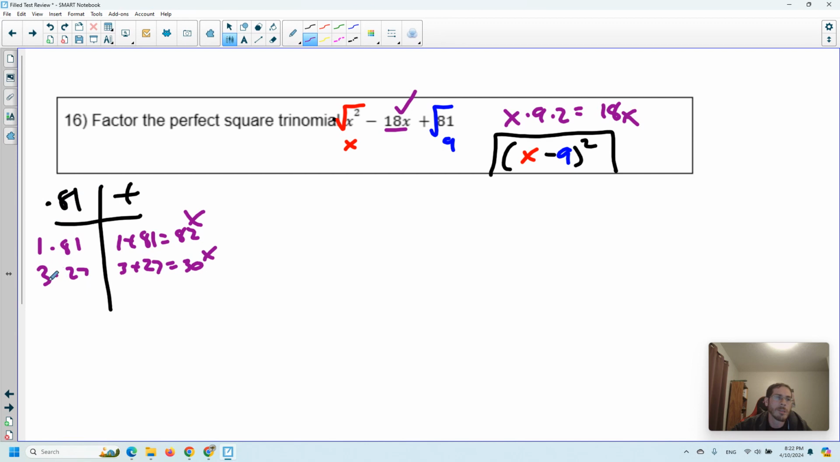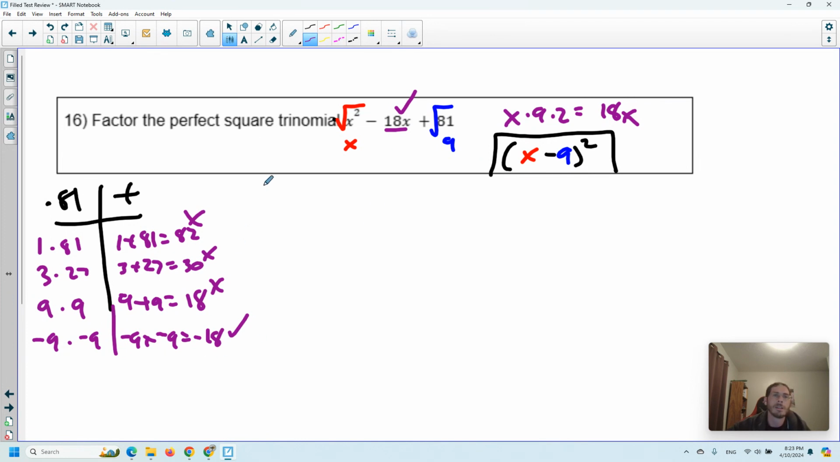4 doesn't work, not even. 5 doesn't work, doesn't end in a 5 or a 0. 6 doesn't work, not even. 7 might work, but 70, 77, 84, we missed it, so it's not 7. 8 won't work, it's not even, so then we try 9. Again, if you don't want to think about it logically, you can always just type them all in your calculator. 9 times 9 is 81, so that's kind of cool. 9 plus 9 is 18. That's not what we want. We want negative 18, so then we know to flip the signs.